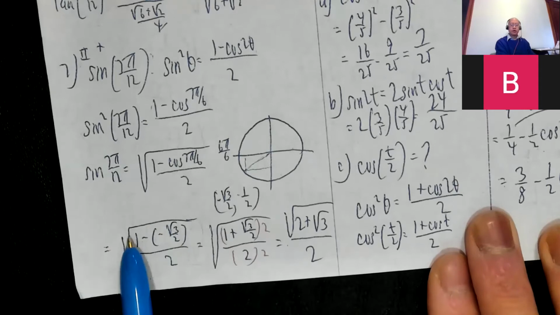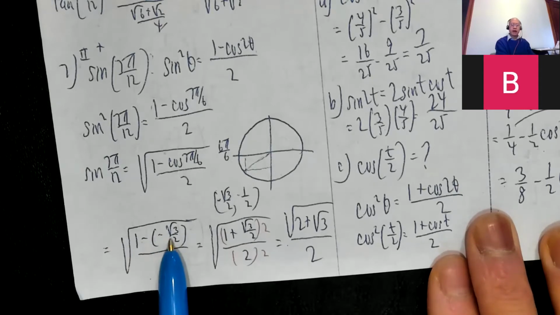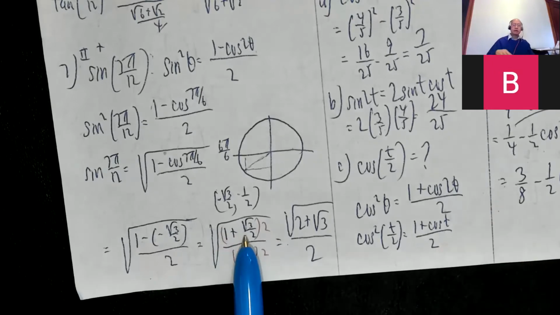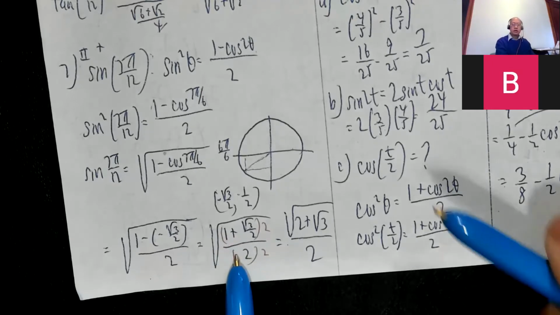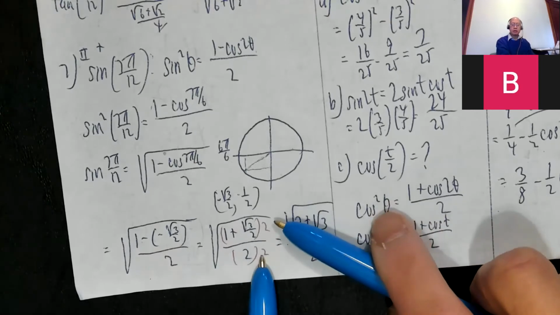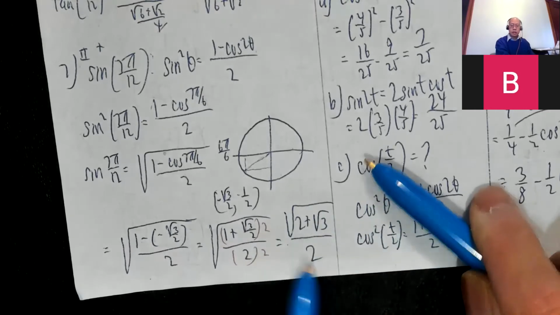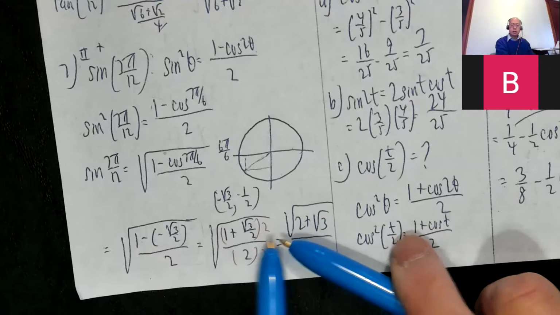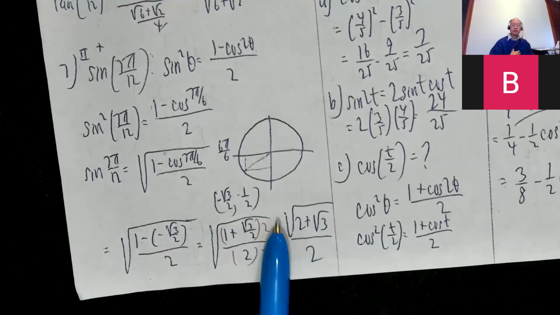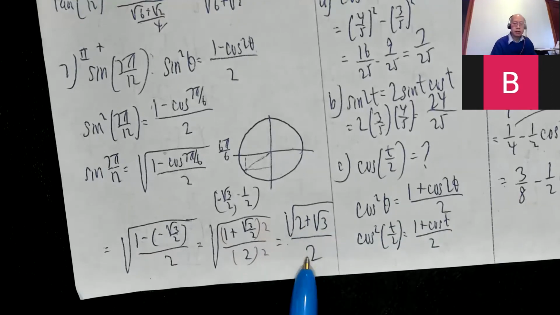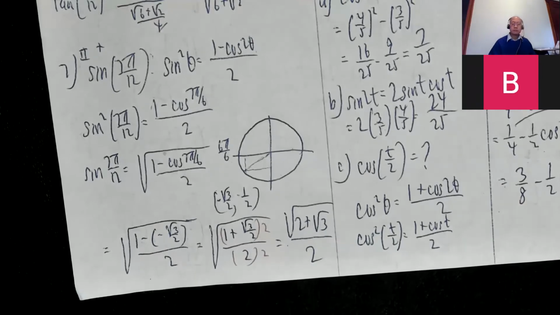So I have the square root of 1 minus parentheses negative radical 3 over 2. So 1 plus radical 3 over 2 divided by 2. You can simplify it a little by multiplying top and bottom by 2. So I multiply top and bottom by 2, that cancels that out. And this becomes the square root of 4, which is just regular 2. And underneath the radical, I have 2 plus radical 3. So that's my final answer. Square root of 2 plus square root of 3 all over 2. Yeah, I know it looks funny, but that's the way it works. It's a square root inside a square root.